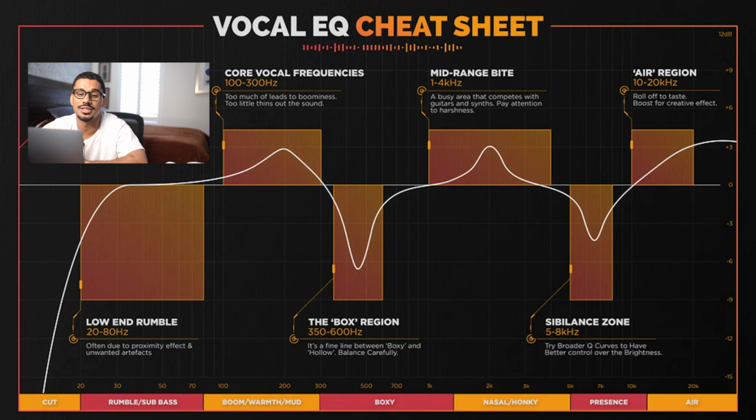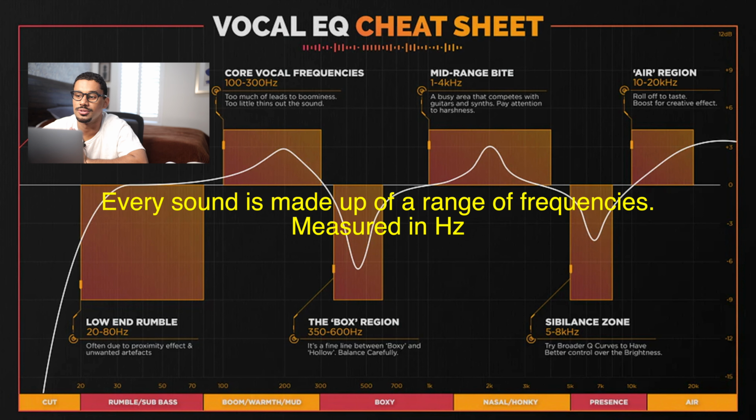Every sound you hear is actually made up of multiple frequencies. It has the lows, the mids, and the highs, which is the high pitch part of the voice, and then the low bassy part of their voice.